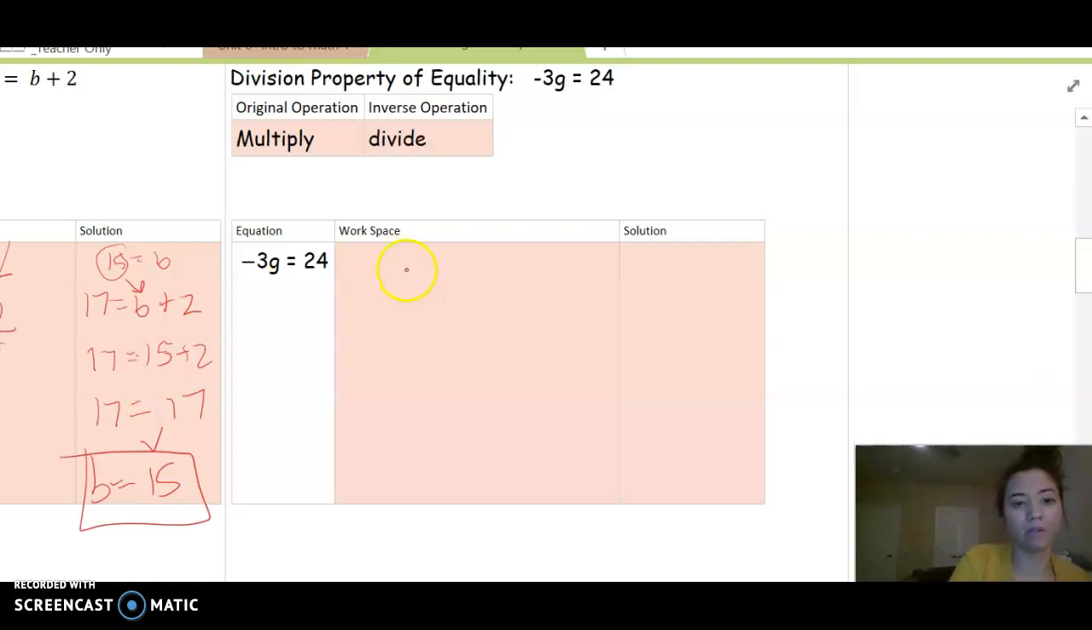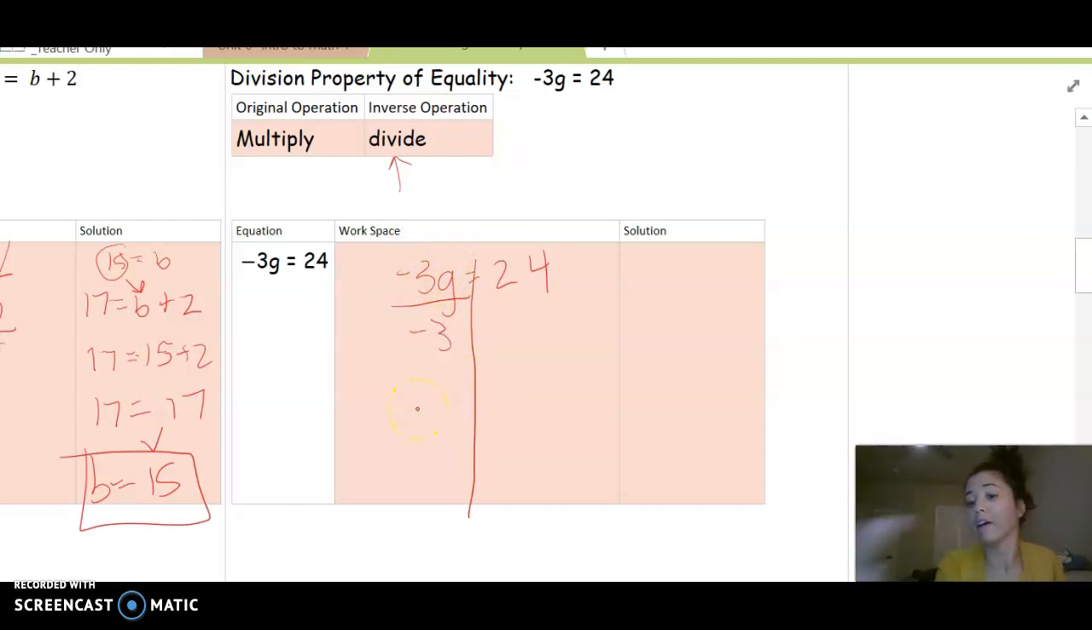All right, so -3g equals 24, part the Red Sea. -3g equals 24. So I am multiplying right now. In order to get rid of it, I must divide. So I'm going to divide. The number with my g is -3, so I'm going to divide by -3. What I do to one side, I do to the other.